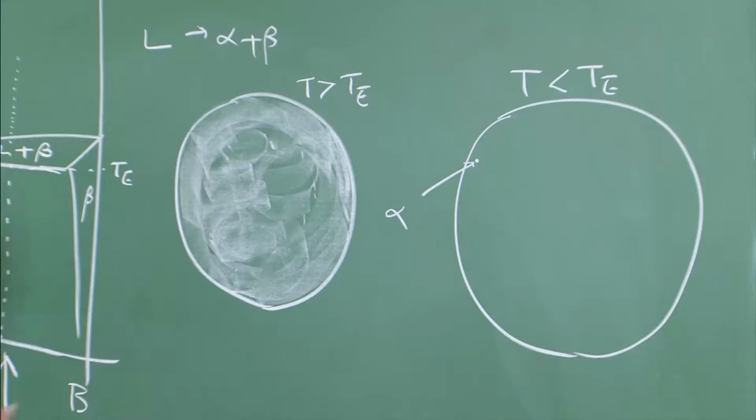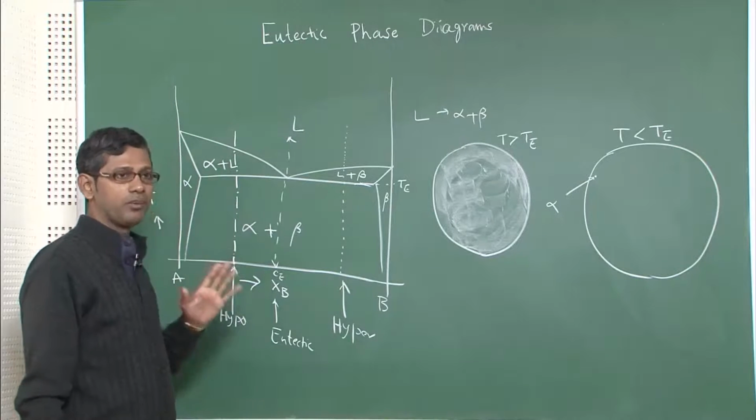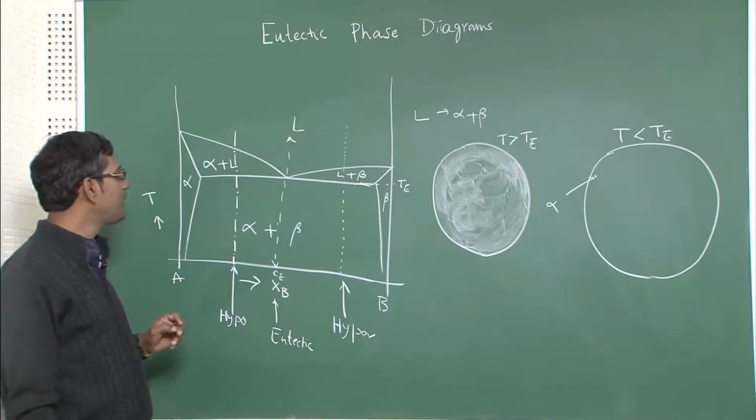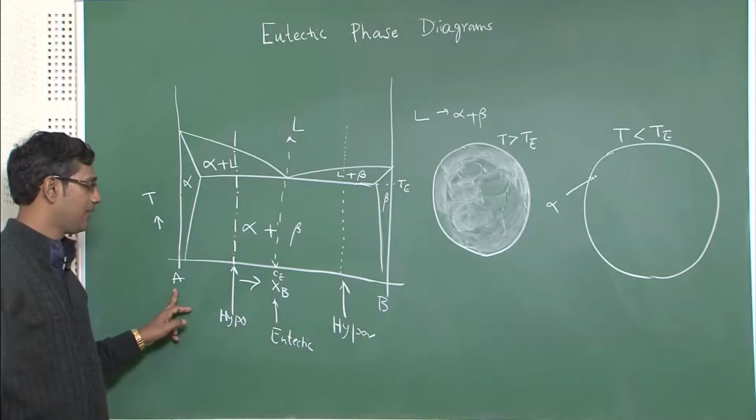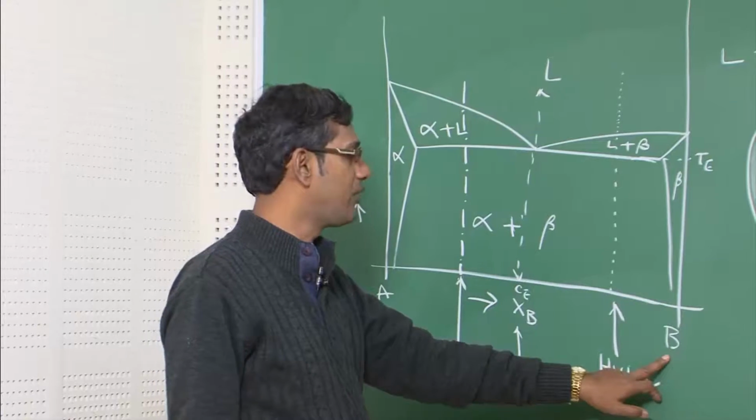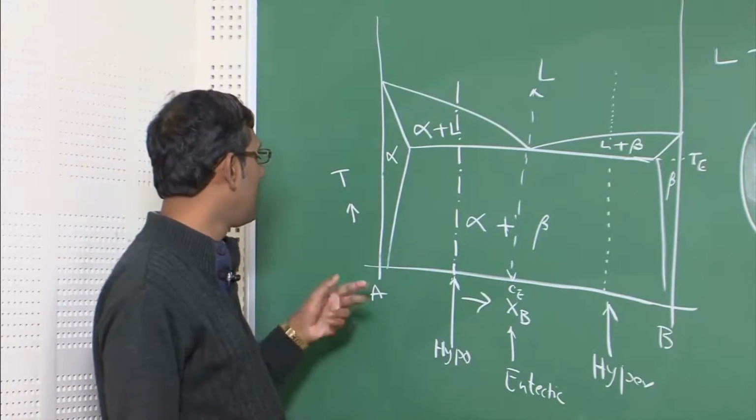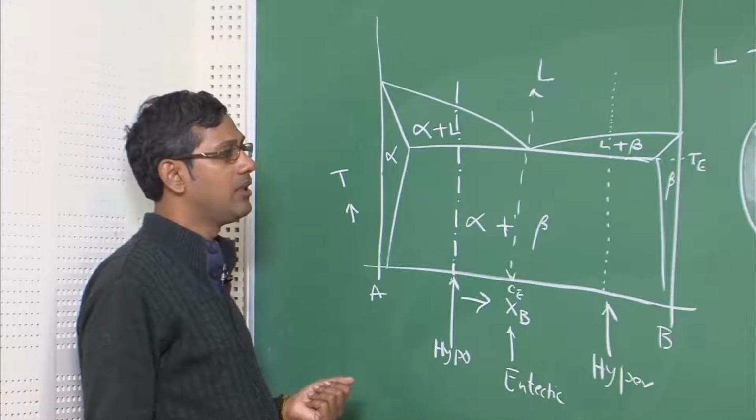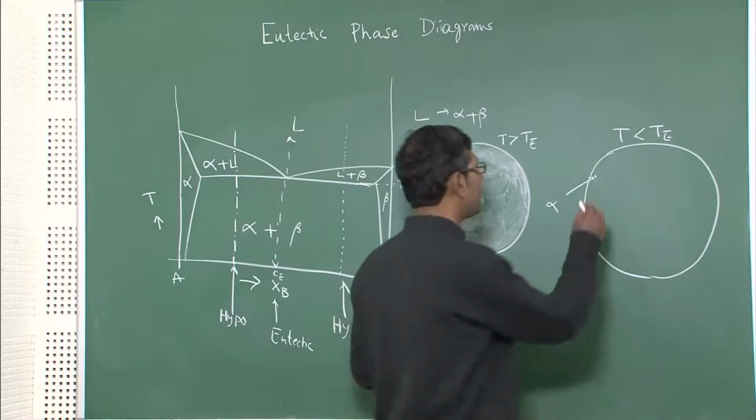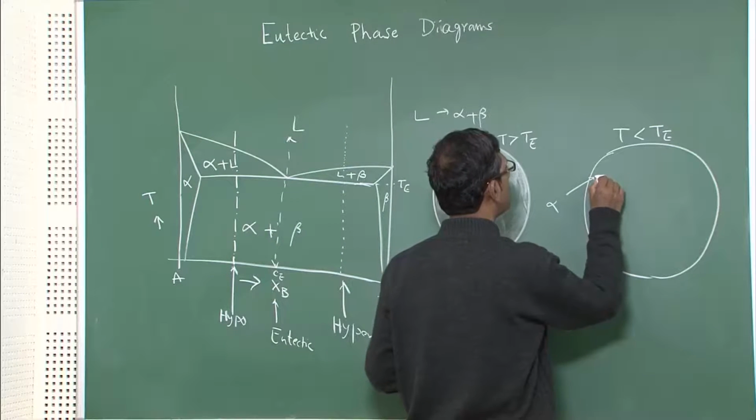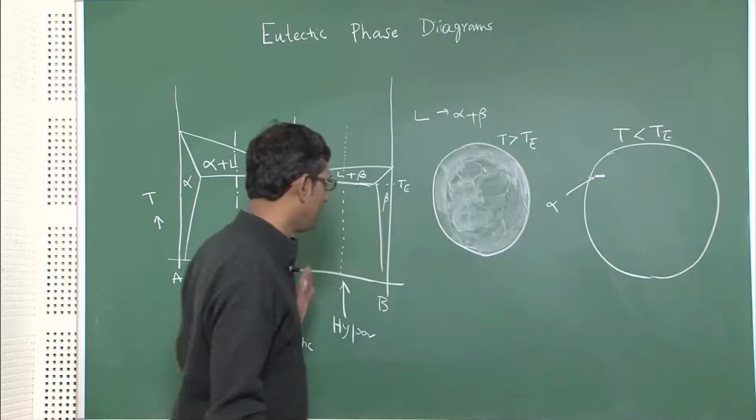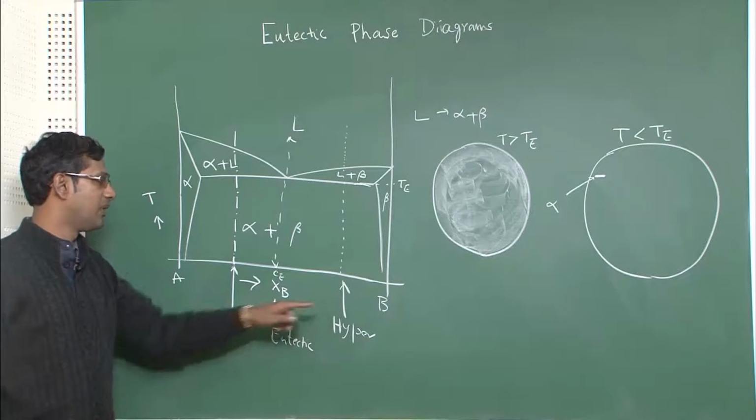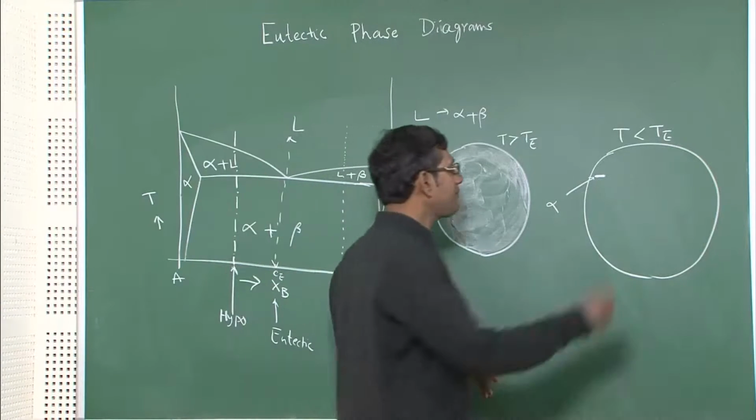Beta can also nucleate, it does not matter, I will tell you why. But for understanding, let us suppose that alpha nucleates. As you see here, alpha is rich in A, but has a very low content of B. Alpha is near the A end, near pure A, but it contains very little B. So if it has to grow into the liquid, it will reject all B, because to grow it needs more A, less B. So it will reject all B into the liquid.